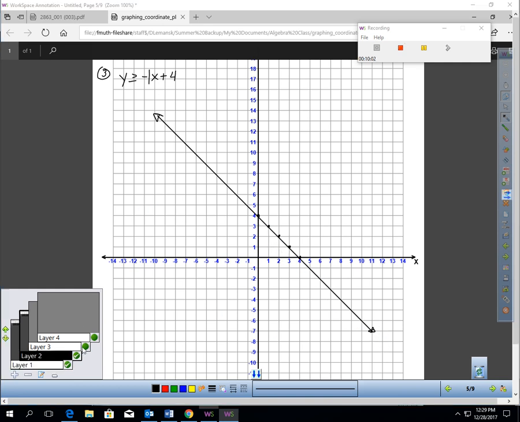Now let me test 0, 0. If I plug in a 0 here and a 0 here, I get a false statement. I get 0 greater than or equal to 4. That's not true. So I should be shading above that.